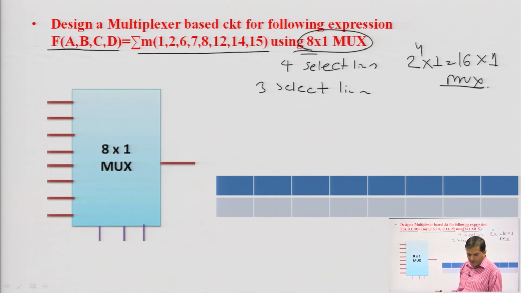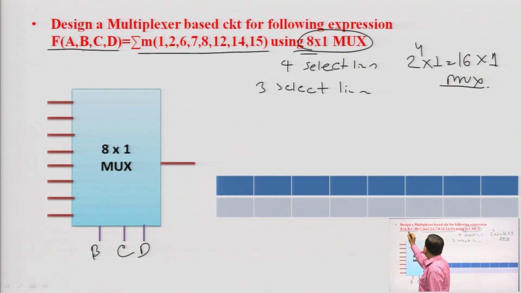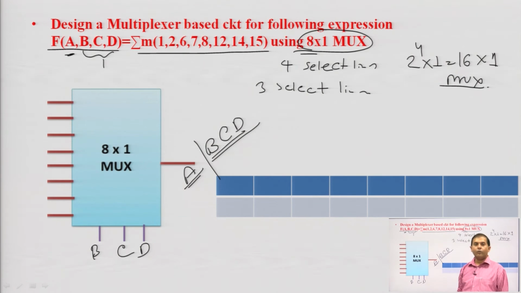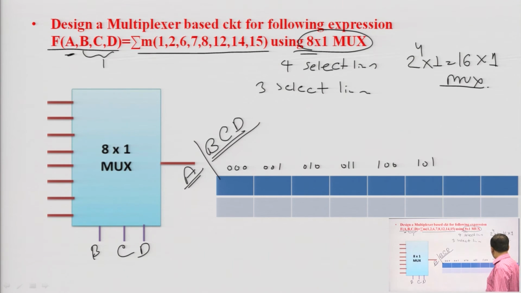So, 3 select lines we can put like this: suppose this is B, C, D. These 3 are select lines and this is the input line. Okay. Now we will make a table. Here we will put these 3 select lines like this, and this is A. So, we have 3 variables. Now, how many combinations? 8. So, the numbering is 000, 001, 010, 011, 100, 101, 110 and 111.